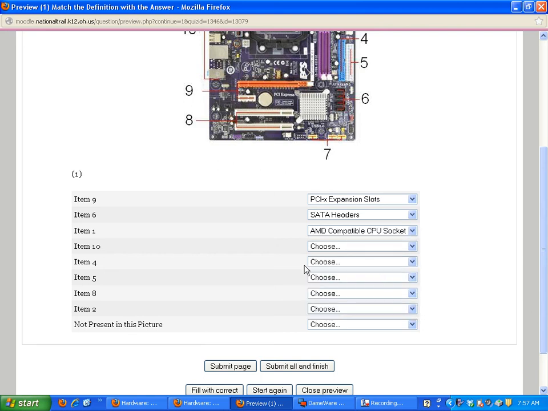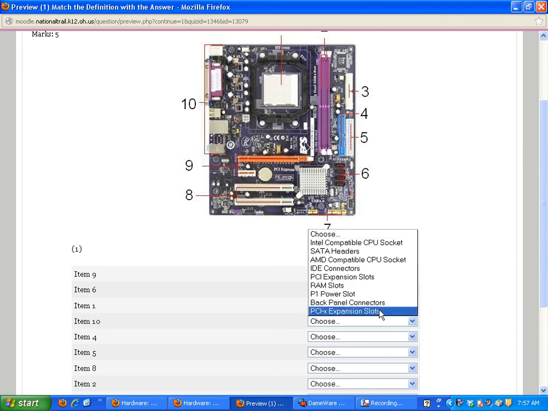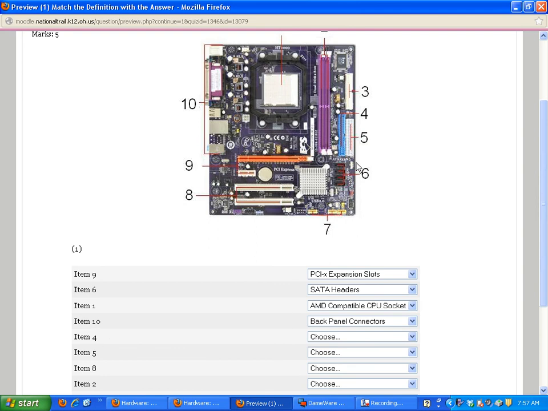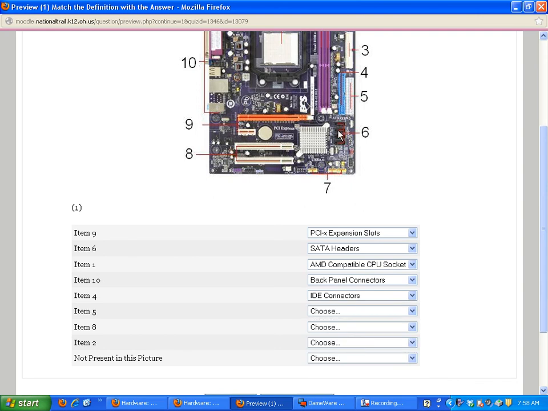Okay, item number 10. What are all these things? They are the back panel connectors. Next one is item number 4, which points to this blue one right here. If you don't know, you could have skipped it and come back and figured it out. It's the IDE connector, or PATA. Those are synonymous, remember. IDE and parallel ATA. So these are SATA, these are the new ones. These are PATA or IDE connectors. Item number 5. That's the P1 power plug.